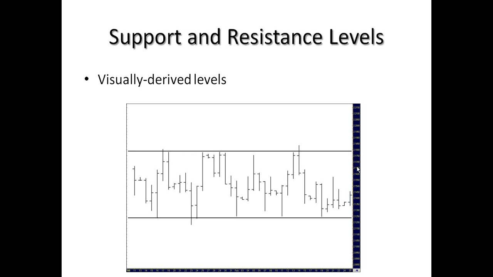Okay, so right here we have a resistance line. Resistance is the ceiling. Right down here we have a support line, support being the floor. So we're looking for 2 or more turns to the downside from resistance and to the upside from support. Now this happens to be a flat or horizontal range. Again, we could also talk about parallel uptrend channels and parallel downtrend channels as types of ranges as well.